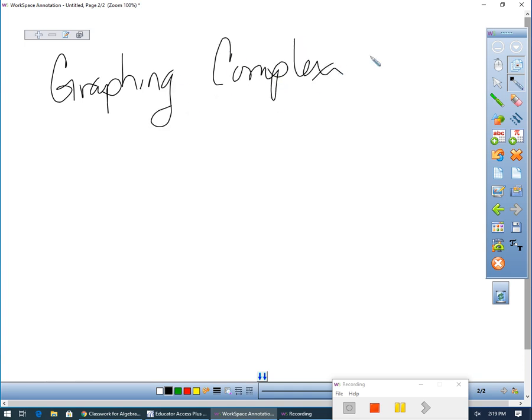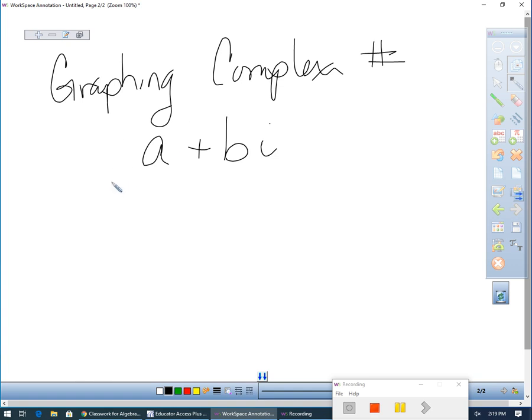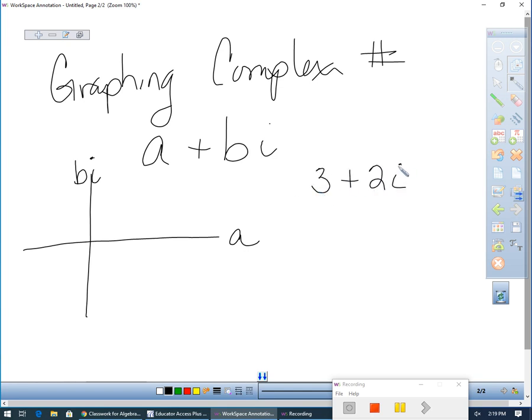Now, a complex number is always in the form A plus BI. So the A is a constant, and then the BI term comes last. It's always in that form. Now, when we graph, we're going to use a coordinate plane, but this axis is our A axis, and this axis is our BI axis. So if I wanted to plot 3 plus 2I, I would go 3 to the right on the A and up 2 on the BI axis and put a dot.